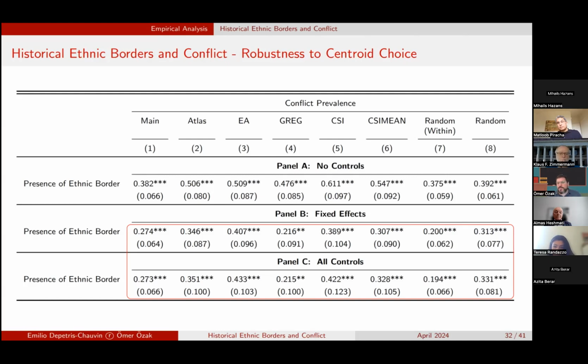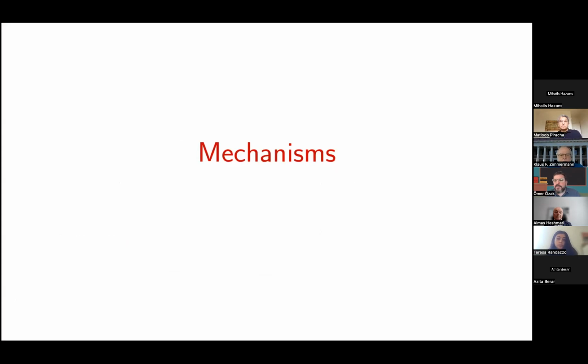This is very robust. We do a lot of robustness checks in the appendix. I'm not going to bore you with all the checks that we do here. Let me instead move into the mechanisms that we think may matter for this.